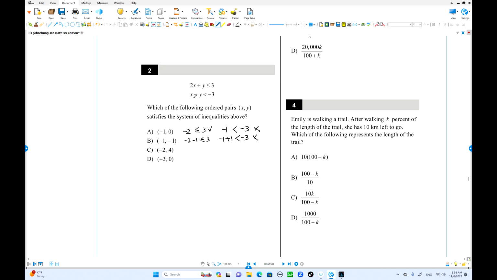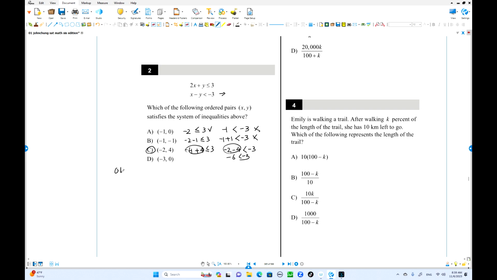2 times -2 is -4, plus 4 is less than or equal to 3. That's true, 0 is less than or equal to 3. That's fine. But for the second inequality, when x is -2, y equals 4, -2 minus 4 is less than -3. This is true, right? -6 is less than -3. That is true. That's it.